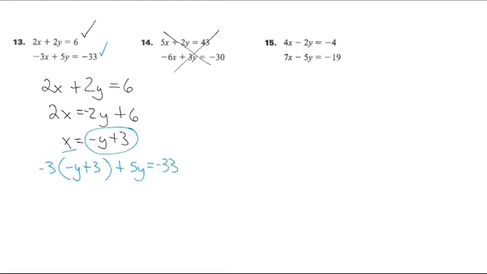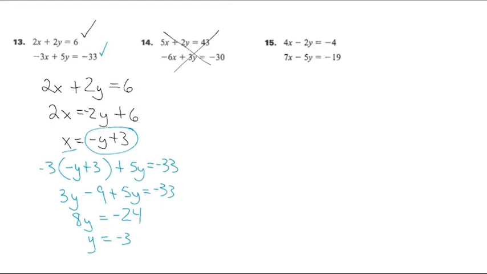Negative 3 times negative y is a positive 3y. Negative 3 times a positive 3 is a negative 9, plus 5y is negative 33. I'm going to combine like terms. 8y. I'm going to move the 9 to the other side by adding 9. Negative 33 plus 9 is negative 24. Divide both sides by 8, and I get y equals negative 3.